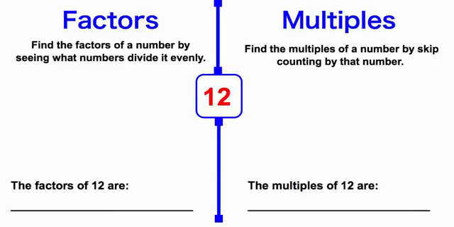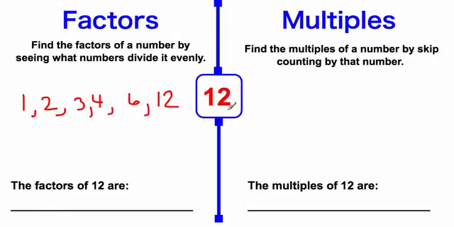Now, a lot of kids confuse factors and multiples. Remember yesterday we talked about factors, and the factors of a number are numbers that multiply together to equal a product. So the factors of the number 12 are the numbers that multiply together to equal 12. So 1 times 12, 2 times 6, 3 times 4 are all factors of 12. So 1, 2, 3, 4, 6, and 12.